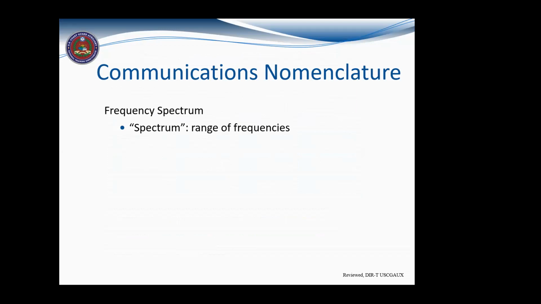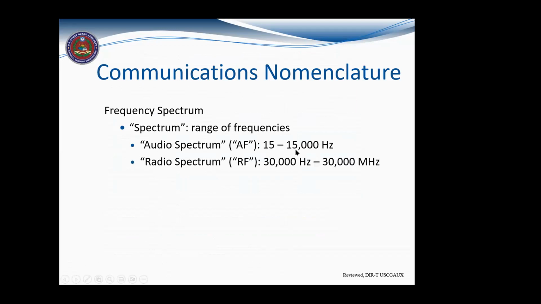Spectrum is a term to talk about a range of frequencies. Probably the lowest will be the audio spectrum, those that you can hear in your ear, will be cycles from 15 to 15,000 hertz. Instead of 15,000, of course, we could express that as 15 kilohertz. The radio spectrum that we're dealing with will go from 30,000 hertz or 30 kilohertz to 30,000 megahertz or 30 million kilohertz.